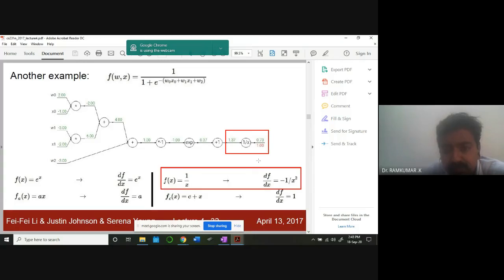See? ∂F/∂X is minus 1 by X square. That's what we are doing: minus 1 by 1.37 square into the previous gradient, 1. That's going to fetch me minus 0.5. So the gradient at this point is going to be minus 0.5. Now when I compute the next one, the gradient we have already computed, minus 0.53, I'm going to use that for computing this gradient.